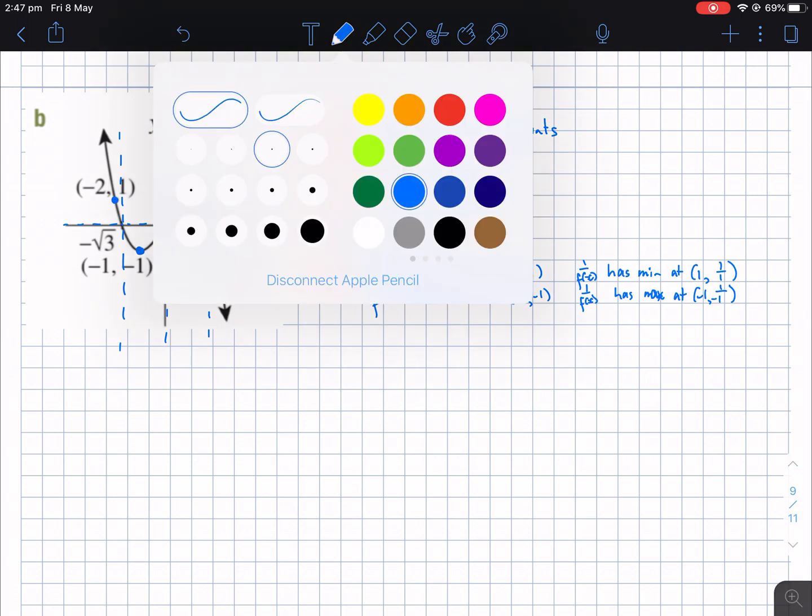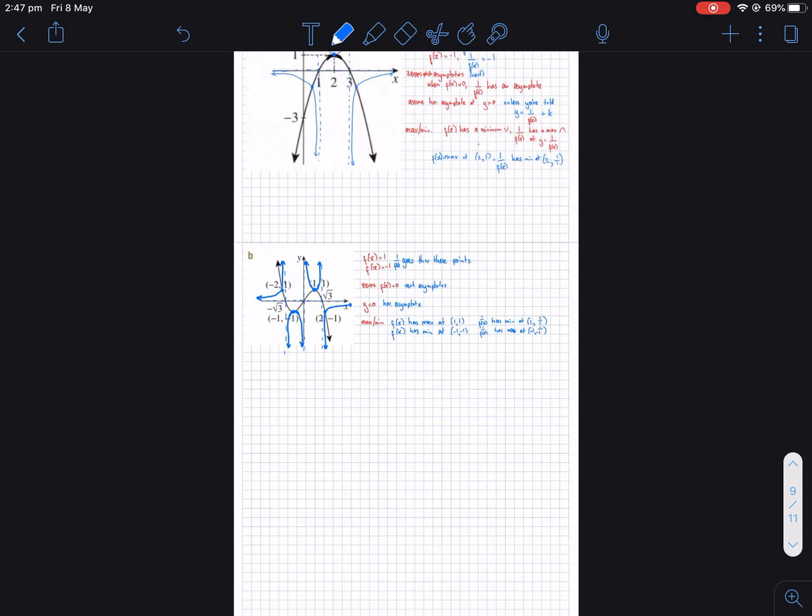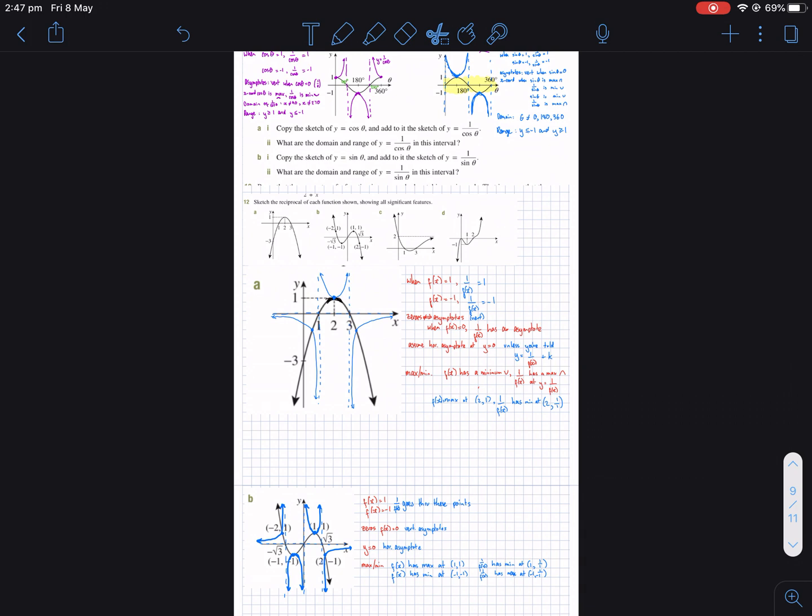Okay, so all up means we are going to have these going like that, so that's going to come down and up. That's going to go up and down, and these will just skirt, and they never cross the asymptotes. So that's what that's going to look like. Let's have a look at C.